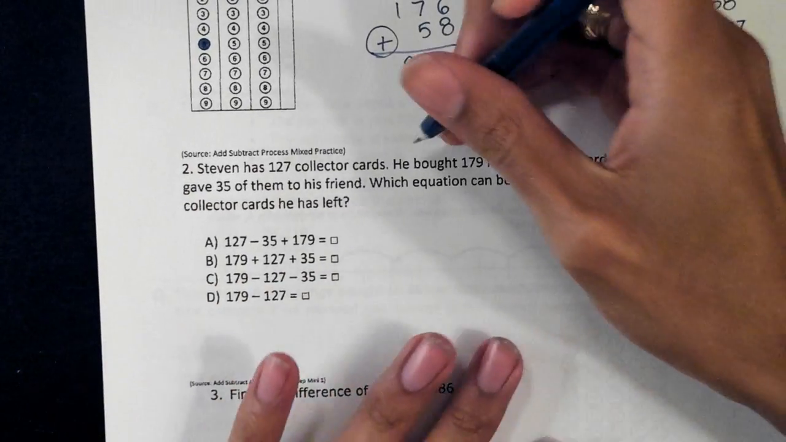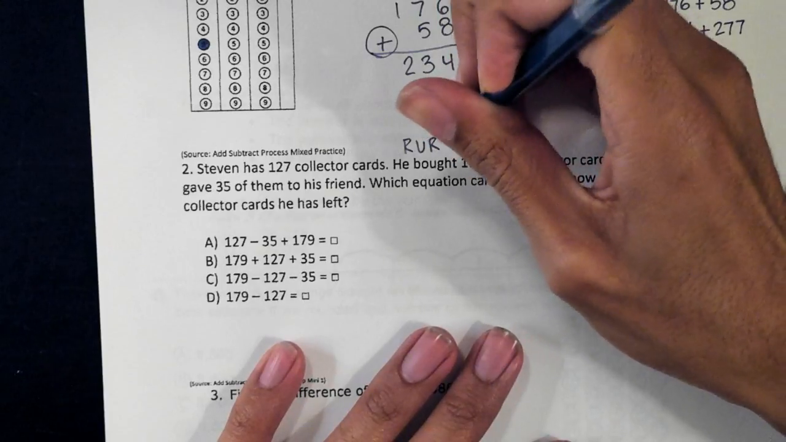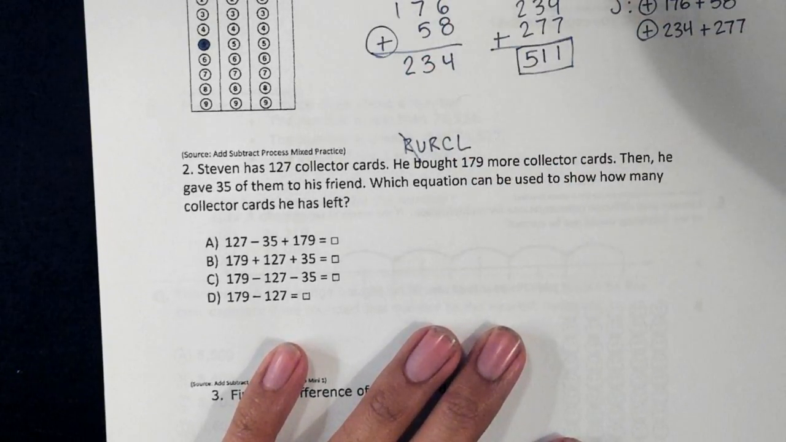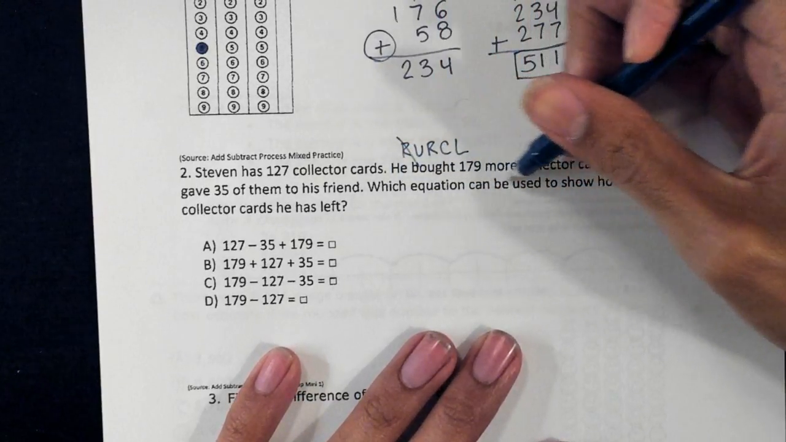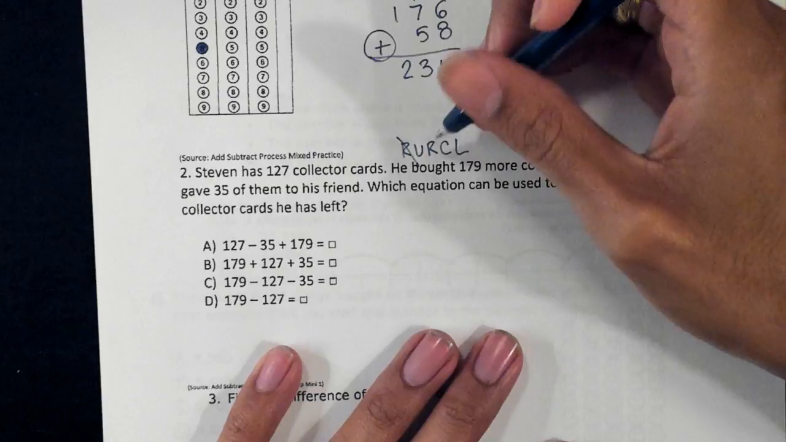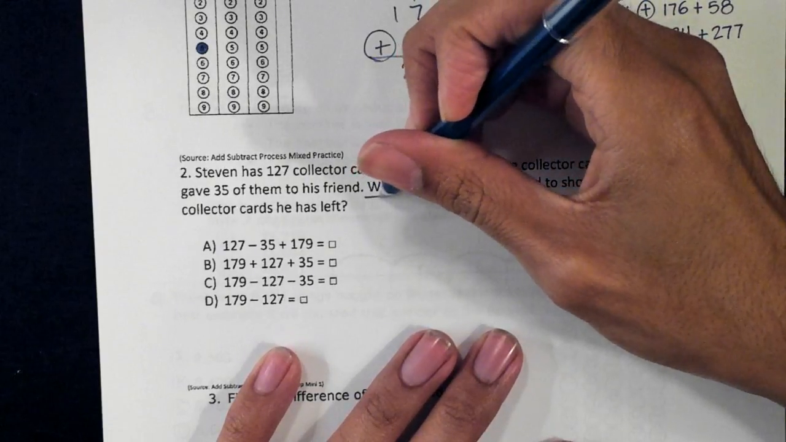On number 2, I'm going to write down RU, reading closely and looking. The first R stands for read the question. Which equation can be used to show how many collector cards he has left? Now I can underline.